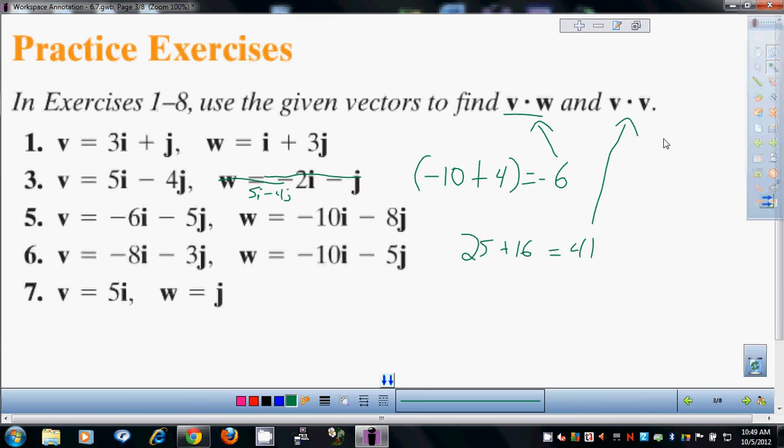Whoa, what? Wait, the dot, just the dot. What do you mean?